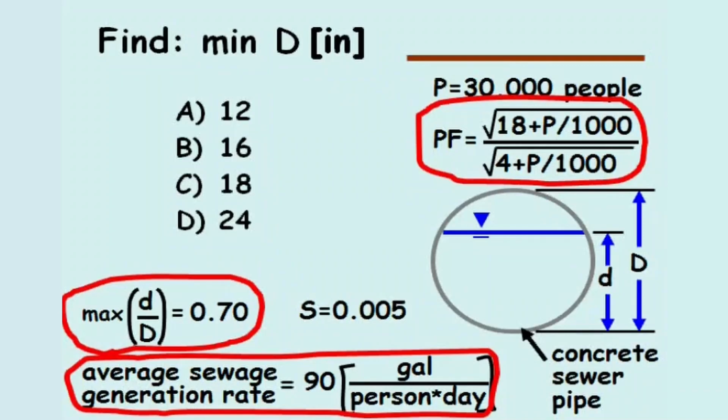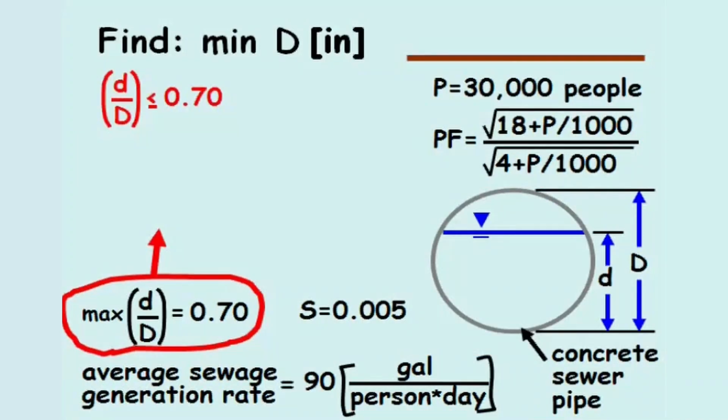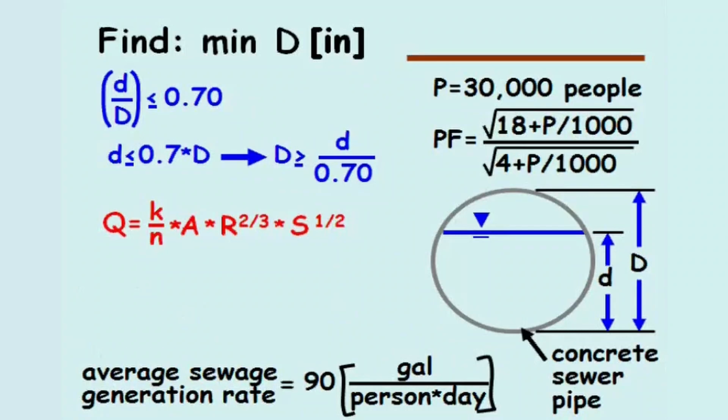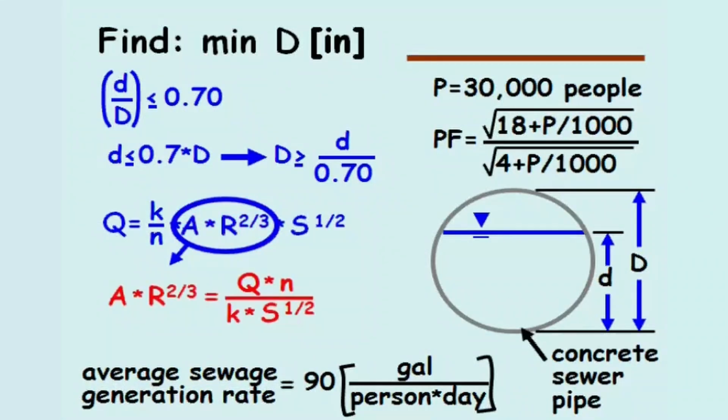Since the depth of water in the pipe is at most 70% of the pipe diameter, then the diameter of the pipe is at least the depth of water in the pipe divided by 0.70. Our strategy will be to utilize Manning's equation, solve for the area and hydraulic radius, and then develop an expression for the left-hand side of this equation in terms of the diameter D and solve for D directly.